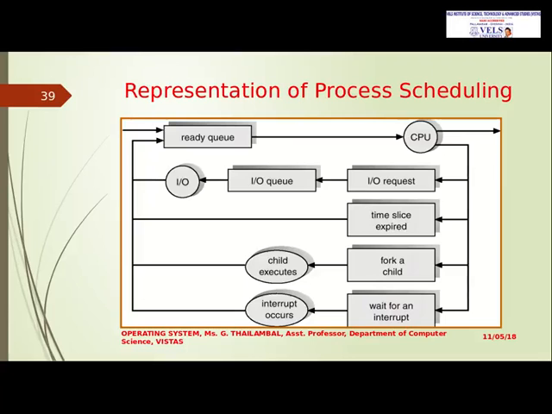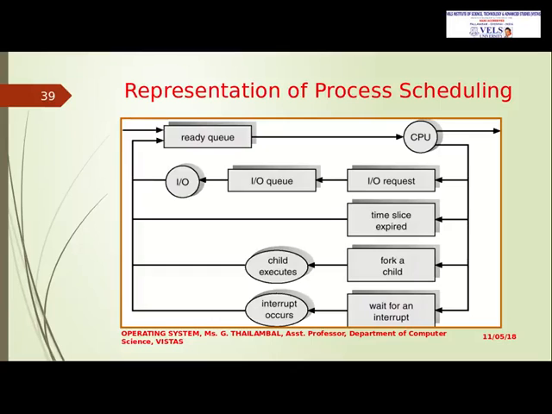Everything will be placed in the ready queue, and whenever the CPU needs, it will fetch the job from the ready queue and do its execution. Sometimes while it is executing a particular process, it could ask for some IO. If IO is requested, it will be placed in the IO queue. After the IO is given, again it will be placed in the ready queue. From the ready queue only, the CPU will take the process and execute it.